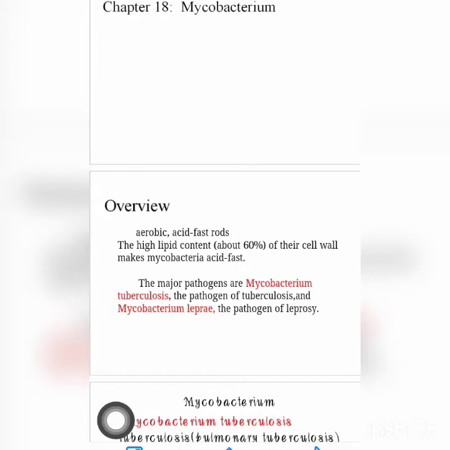Back to the channel. Today we are going to see Mycobacterium tuberculosis. These are the acid-fast rods, and they are filamentous like fungal mycelium. They are known as mycobacteria and were first observed by Robert Koch.